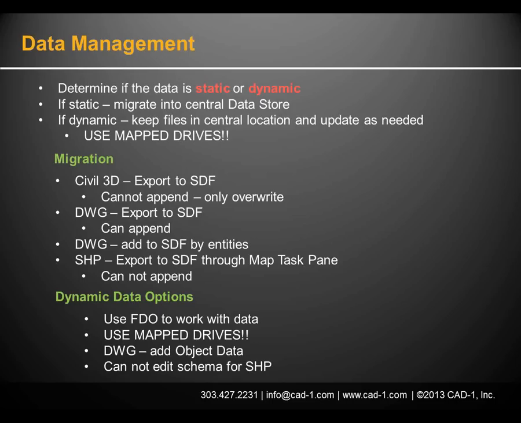DWG file, a drawing file. You can use the AutoCAD Map export and export that to an SDF file. And that's cool because you can append it. This is the best way of working with AutoCAD drawings, as I'm going to show you here in a moment. With DWG files, you can also add to an existing SDF file on an entity by entity basis. So do I want to take an entire layer? Do I want to take the entire drawing? Or do I want to just take one or two objects and add it to something? And I'll show you a couple differences there. Shape files, you can export that to an SDF file, but once again, you can't append it. So let's start talking about this, and then I'll get into the dynamic stuff.